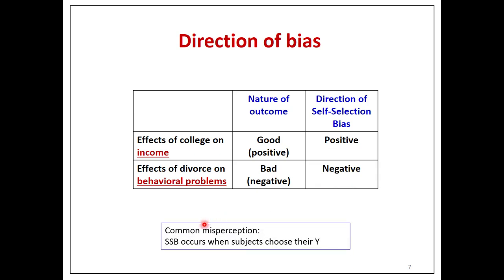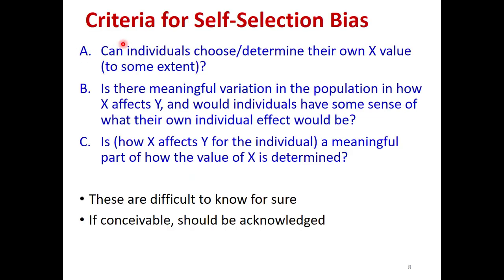Okay, one common misperception that people have, they say that self-selection bias occurs when people choose their Y value, basically choose their outcome, and that's not the case. It's choosing the value of your key X variable or your treatment variable. All right, so let's consider the different criteria for self-selection bias.